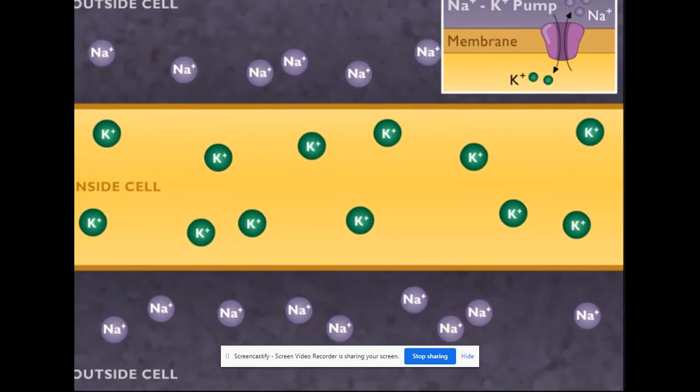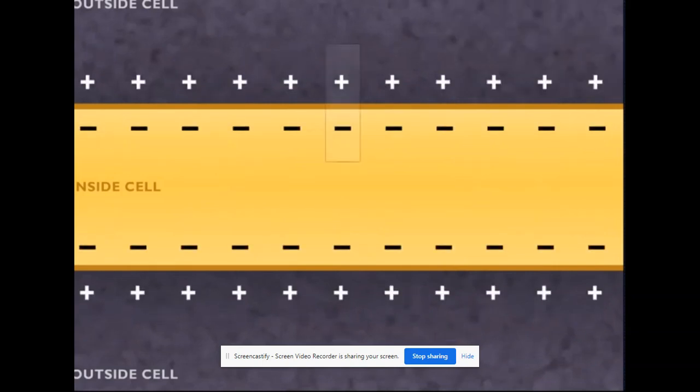The overall result is that the exterior of the cell has a net positive charge and the interior has a net negative charge. The difference in charge between the interior and exterior of the cell is called the resting membrane potential.